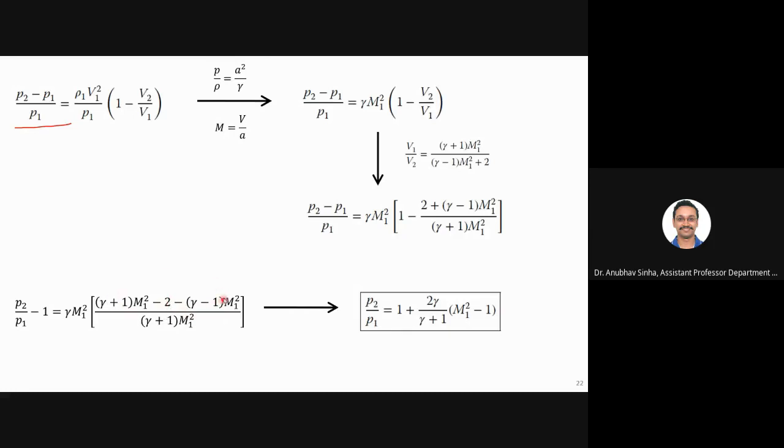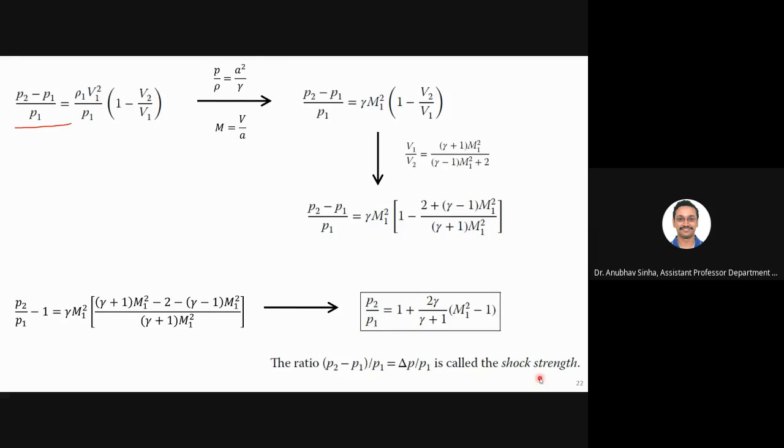So if you do that, you can write 2 gamma by gamma plus 1 (M1 square minus 1). So this is how we can get pressure ratio for a flow across the shock. So P1 is before the shock, P2 is after the shock. Okay, and this also depends only on M1. Now this pressure ratio is basically called shock strength. Delta P by P1 is called shock strength.